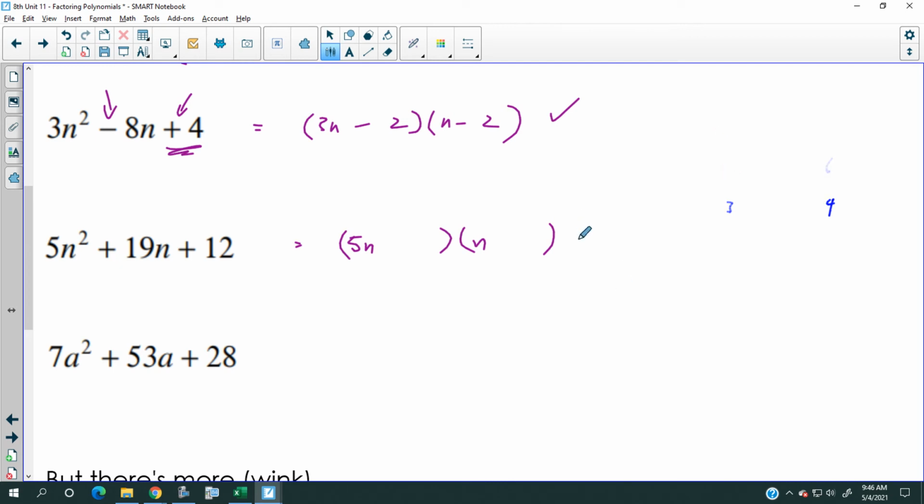So now let me think. I'm thinking 4 and 3, because I'm looking at 4 here with the 5 to make 20, but the 3n is no good. So that's no good. Let me think of another two numbers. What if I switch 4 and 3? Watch this. 4, 3. 4n and 15n will make 19n. Nice, so it's 4 and 3. That should be 4, that should be 3. Since everything is positive, they're both going to be positive. And you can check your answer: 5n squared plus 15n plus 4n plus 12. That's it.